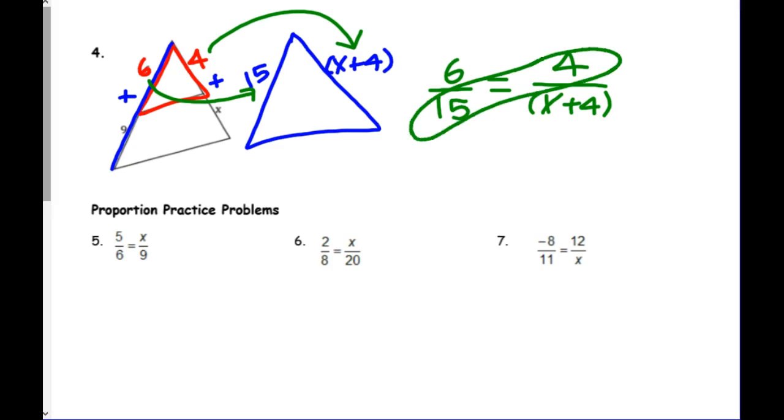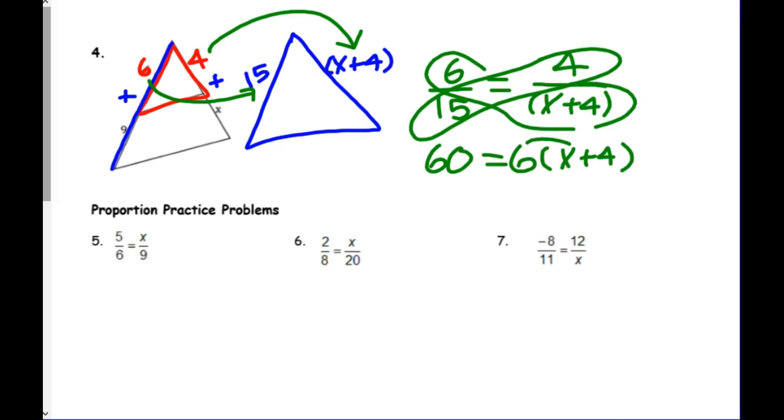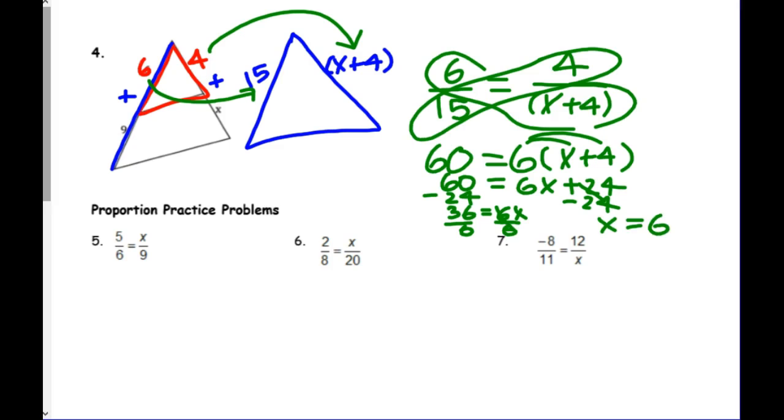Cross multiply. Distribute. Get rid of the loner. And then divide by the coefficient. And the rest of these are practice.